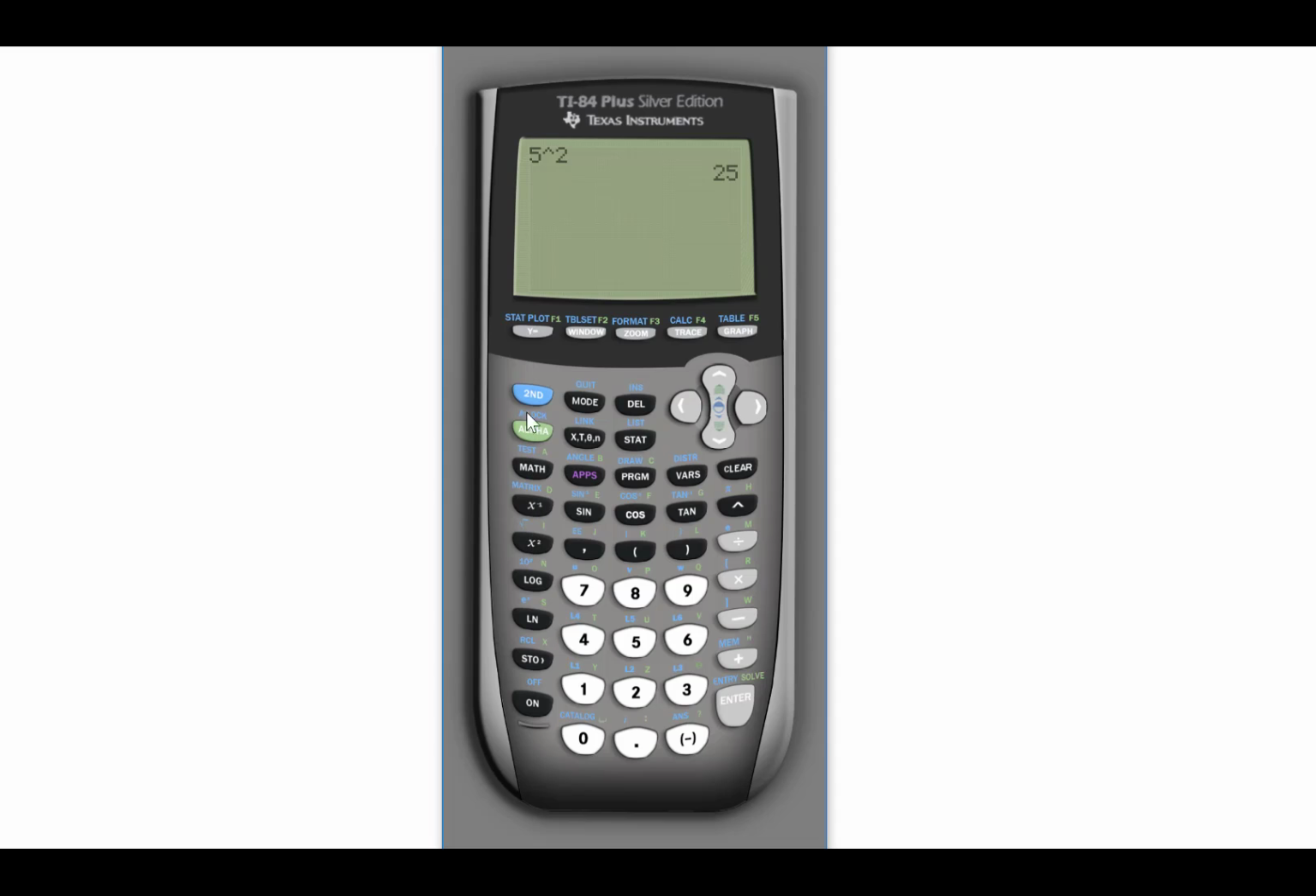You can do square roots as well. If you hit second and the x squared key, you can get square roots of numbers. So you can do all your basic operations. In addition, the calculator uses the order of operations.